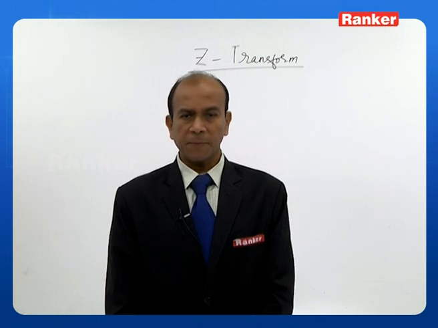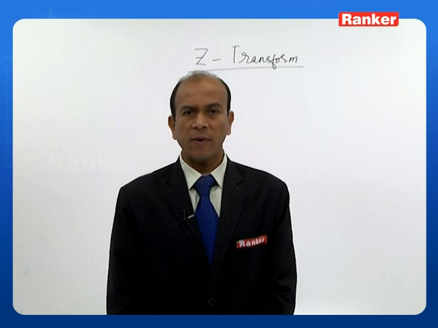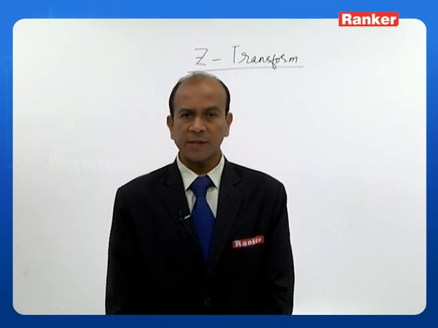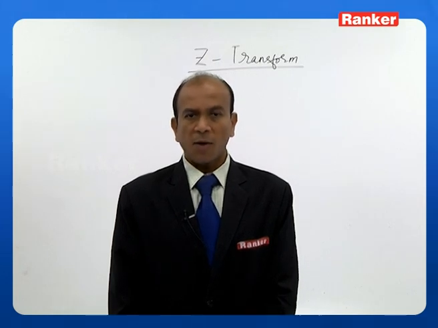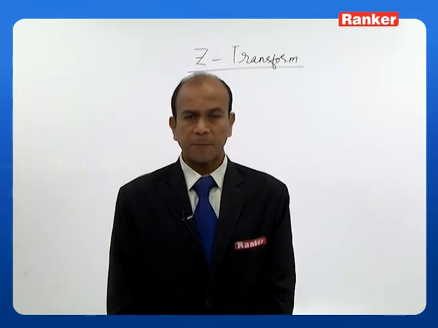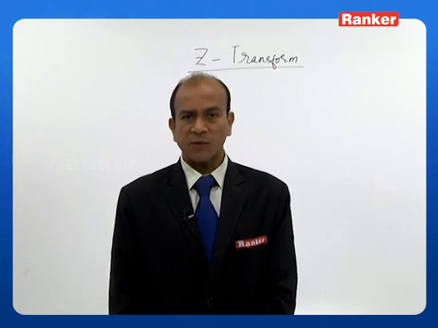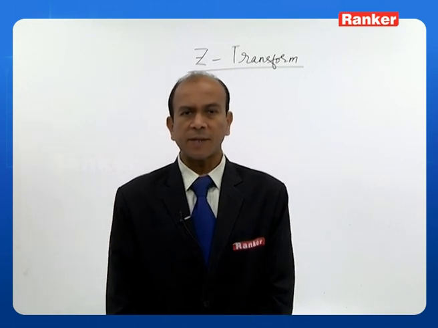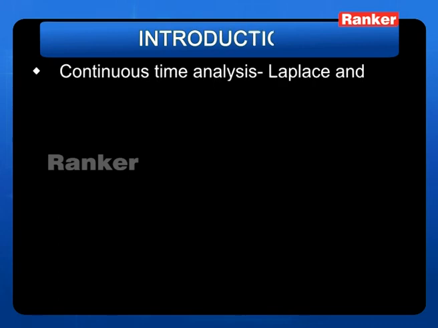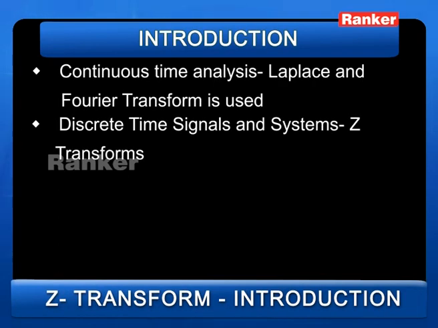Earlier we have seen Laplace transforms, and now we are seeing Z transforms in this session. Basically, Laplace transforms are applicable for continuous time signals. If a signal is discrete, then we apply Z transforms for this. So, that is the basic difference between a Laplace transform calculation and a Z transform calculation. In continuous time analysis, Laplace and Fourier transforms are used. For discrete time signals and systems, we use Z transforms.